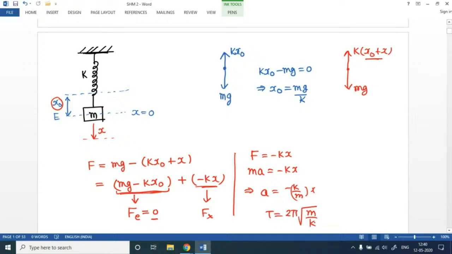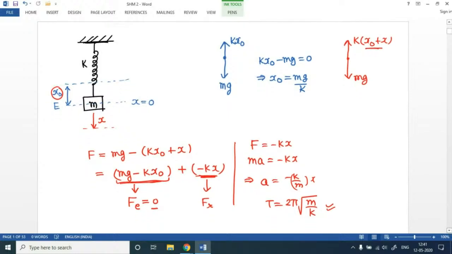So what we have seen here is that when some constant force is acting along the spring throughout, it is only responsible for the changed equilibrium position. In the equilibrium position, the spring will be a little bit stretched. So only the equilibrium position will change, but the restoring force will still be the same, that is minus kx. And so the time period of oscillation of this spring block system will not be changing.